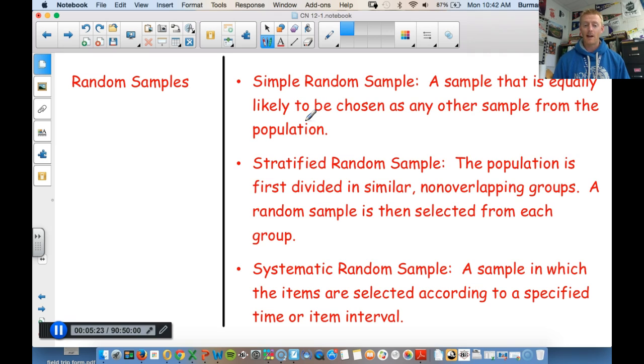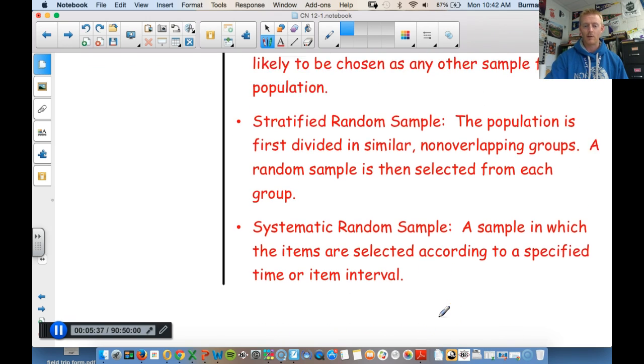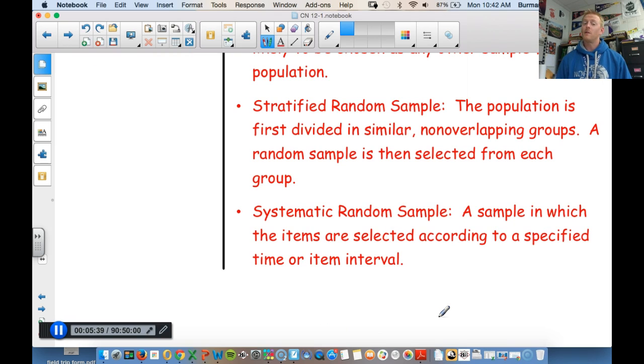Now a systematic sample would be if we're going to split things up into a certain interval. So the exact words here, a sample in which the items are selected according to a specific time or item interval. That would be kind of like our previous example where we had every 5th, or maybe every 5 minutes. So a specific set of how we're choosing our person. So that's a systematic way of doing things.